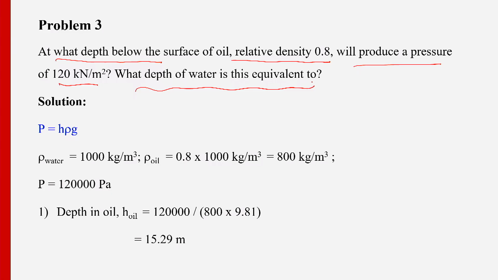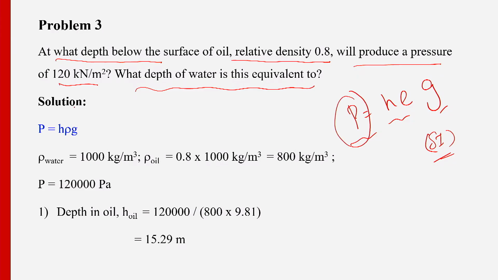So they are asking first for the depth of oil, and second, what depth of water. The same way here, use P = h ρ g. The pressure is already given as 120 kilonewton per meter square, but of course we have to use SI units for pressure, Pascal or Newton per meter square. Always check that all the units are the same, and only then can we use this.